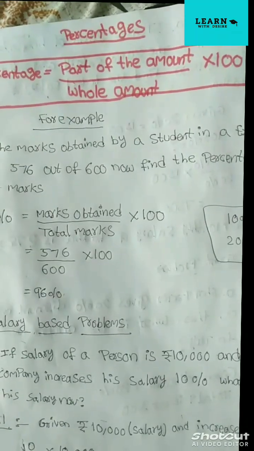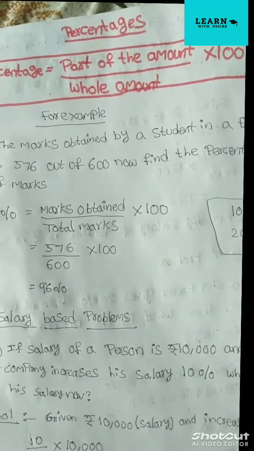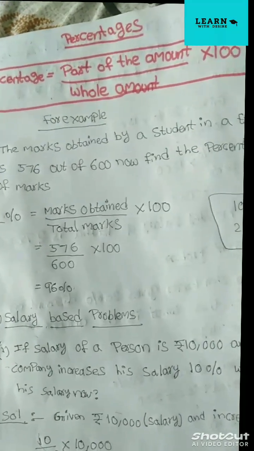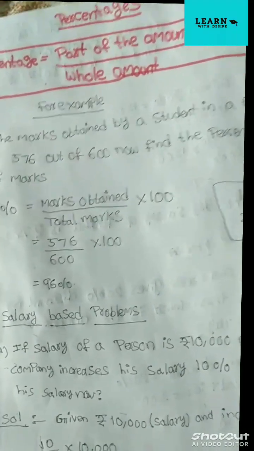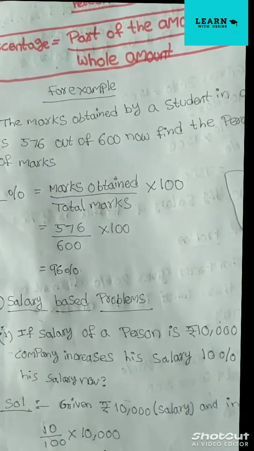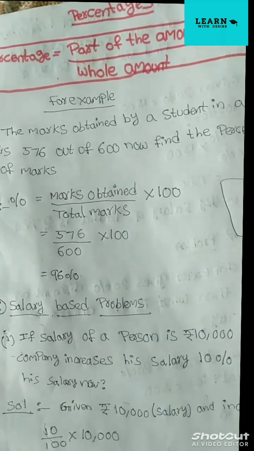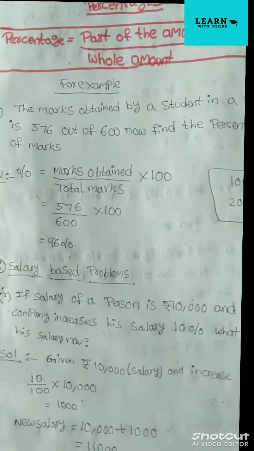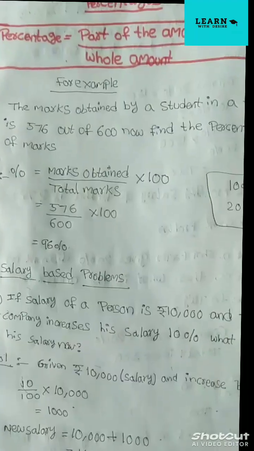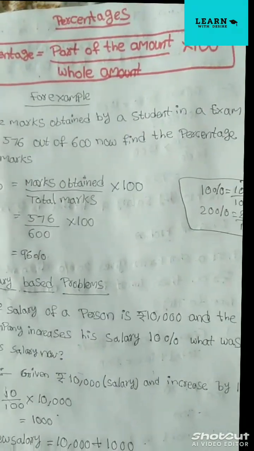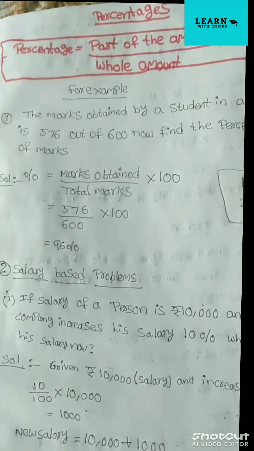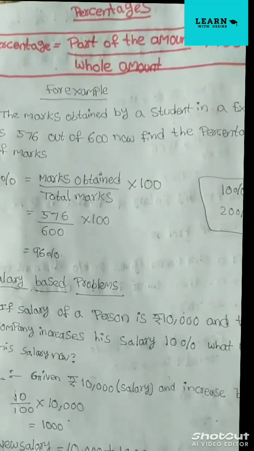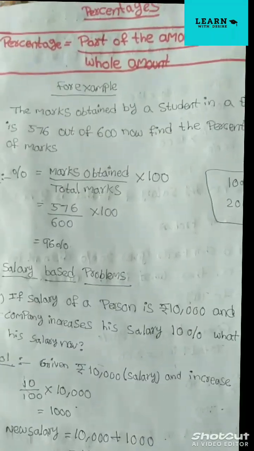For calculating the percentage, the formula is part of the amount divided by whole amount into 100. Here there is an example problem for calculating the percentage. Now let's see the example problem. For example, the marks obtained by a student in an exam is 576 out of 600. Now find the percentage of marks.